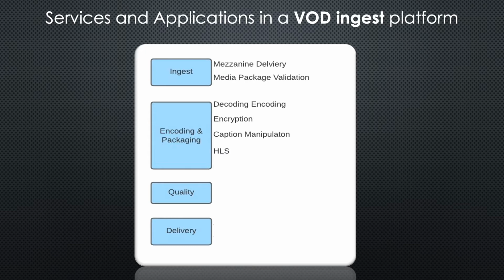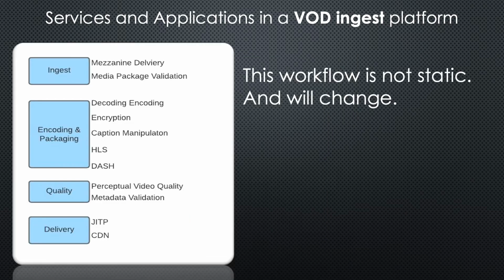As far as packaging goes, we may package to an HLS asset or Dash. Our workflow may have some quality steps, like a perceptual video quality check on the output asset and some metadata validation on the output metadata. And ultimately, we will deliver the assets through a CDN. So this workflow is not static, and it will definitely change through different requirements that we may have.